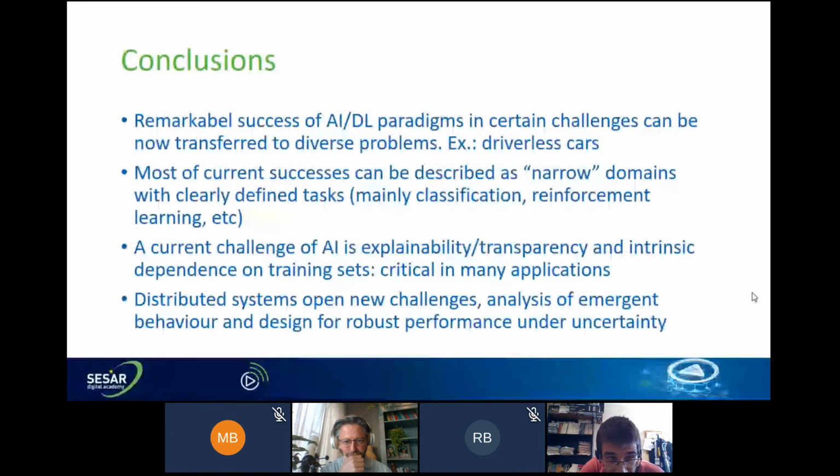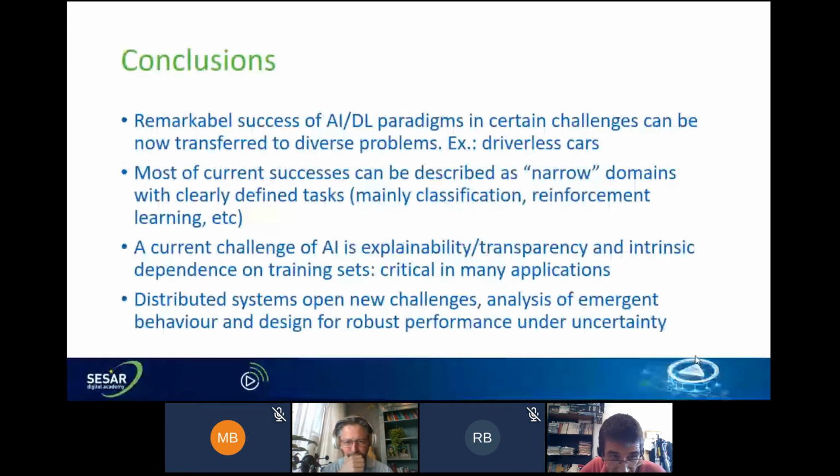As a weak aspect, we could say that most of the successes can be described as narrow domains, in the sense that we need a very clear definition of tasks like classification, regression, grouping, etc. And we need a representative set of data in order to have a reliable model. I have mentioned the current challenge of artificial intelligence is giving capability of explanation, transparency, in order to be used in some critical applications where we need to take important decisions, and we need to explain how the system is working.